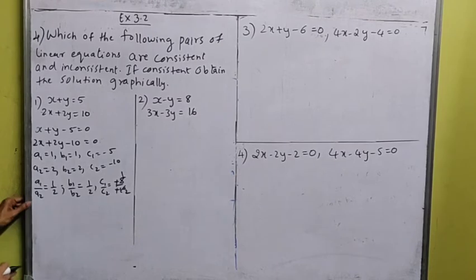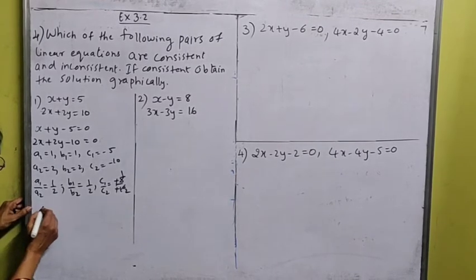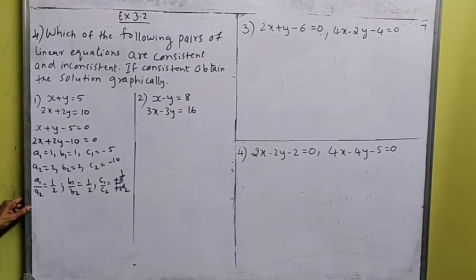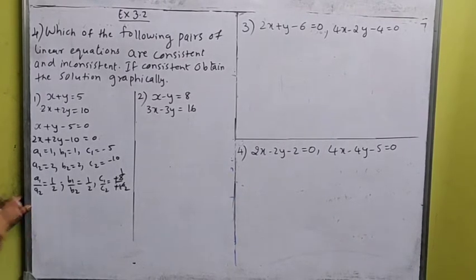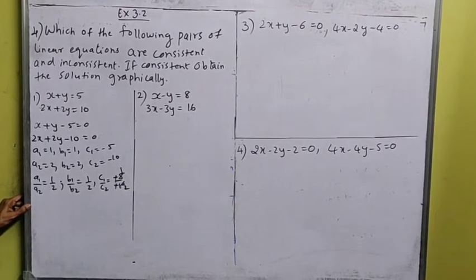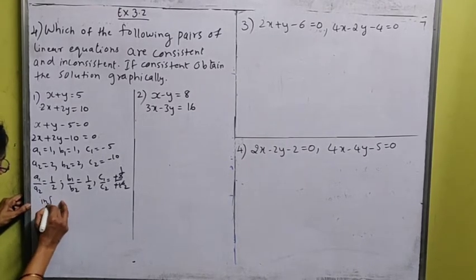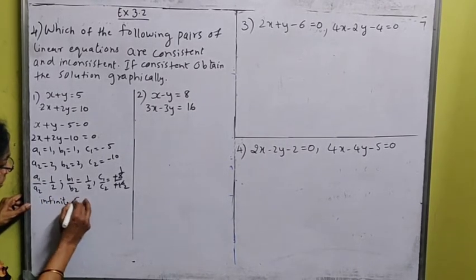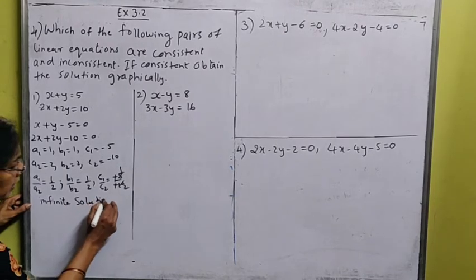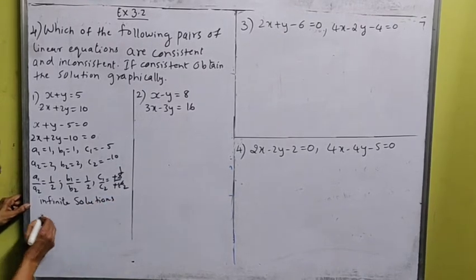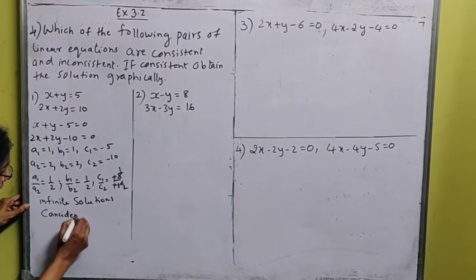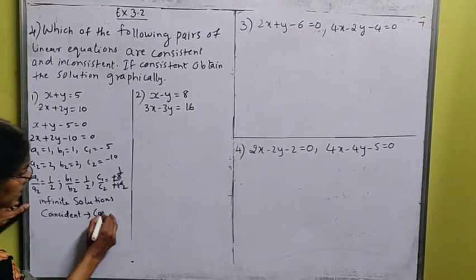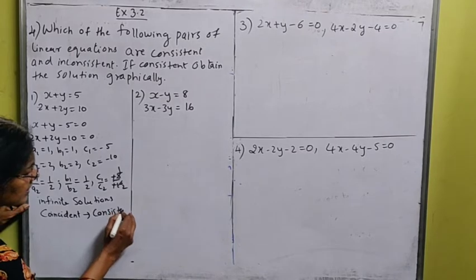Okay, so what will happen? All the ratios are equal means what type of solution is it? It is having infinite solutions. If it is having infinite solutions, what type of graph is it? Coincident. If it is coincident, it is consistent.